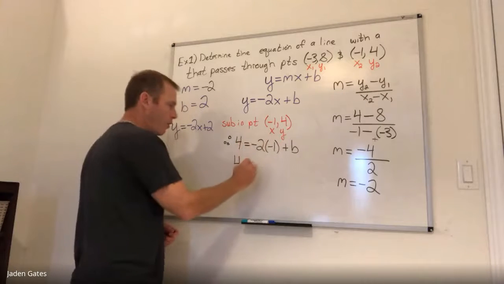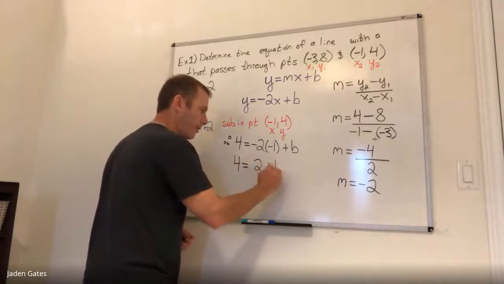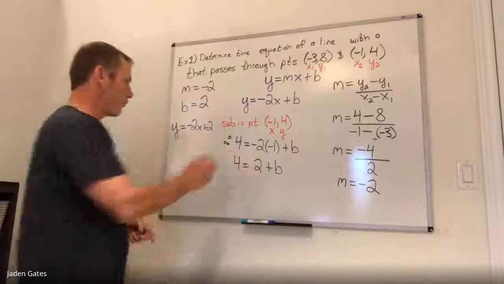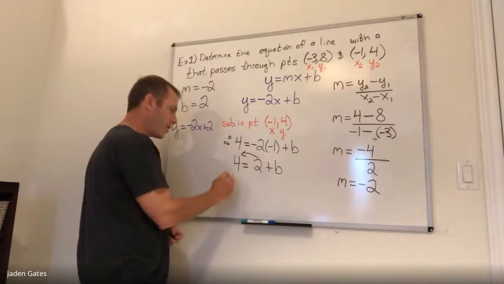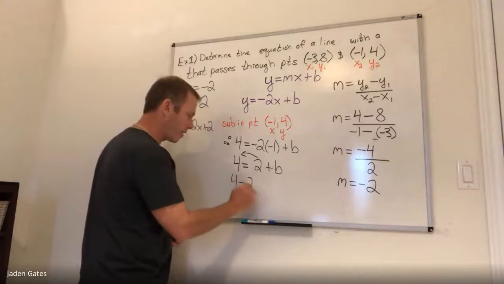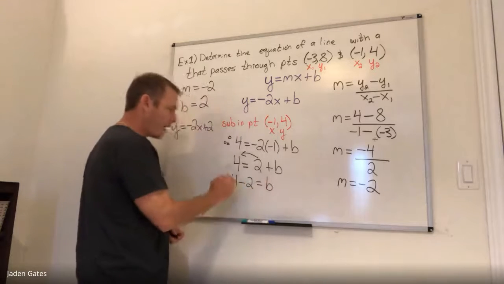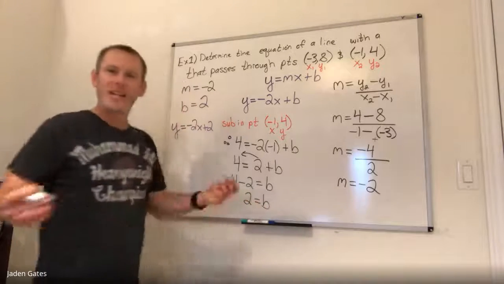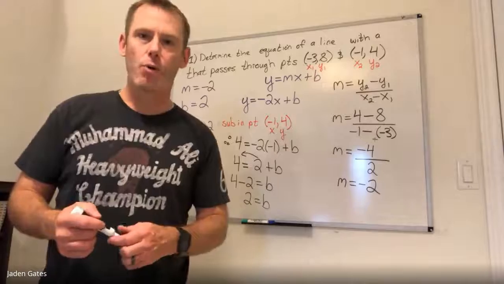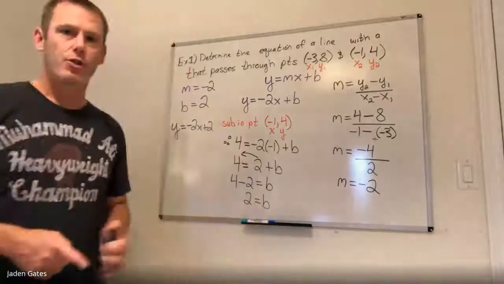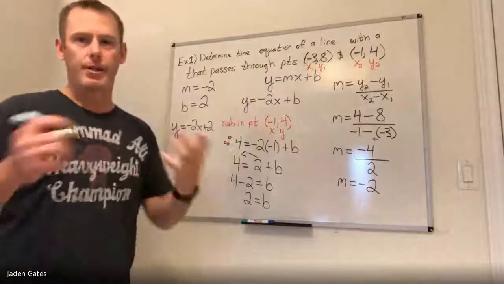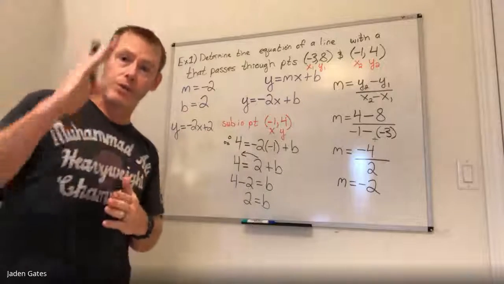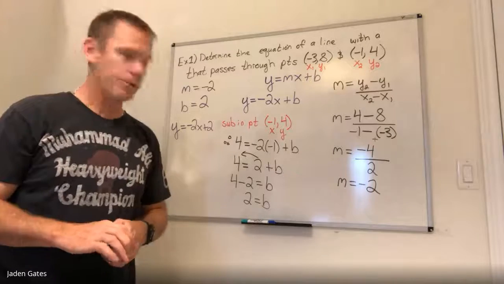Negative 2 times negative 1 is a positive 2, plus b. And again, if I want to get b by itself, I'm going to move the 2 over to the other side, change the side, change the sign. So it's going to be a minus 2. And again, b is 4 minus 2, which is 2. You get the same answer because both points work because they're both on the graph. So it doesn't matter which one you pick. You get the same answer because the line follows the same pattern. So you should get the same values.